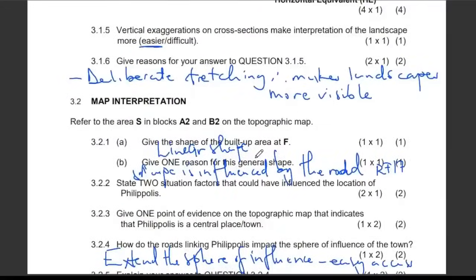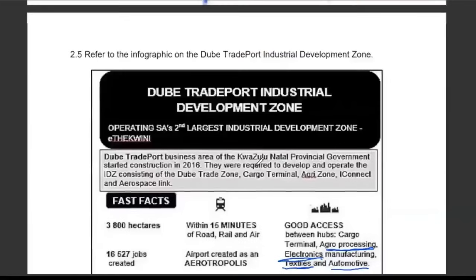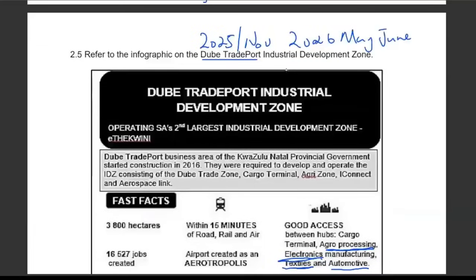And as you are specializing, the areas of specialization here for this paper, we have seen that for the industrial development zone, we are focusing on the Dube trade port. Remember, for paper 2 economic geography, you specialize. So the Dube trade port ultimately is the one that is going to be examined in the 2025 November exams, and also in 2026 May, June. So this is an area of specialization in economic geography. You specialize. So for the 2025 November examinations, the Dube trade port is your industrial development zone. So you must focus on that area of specialty.